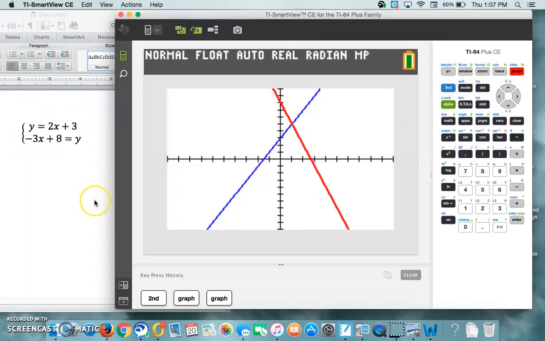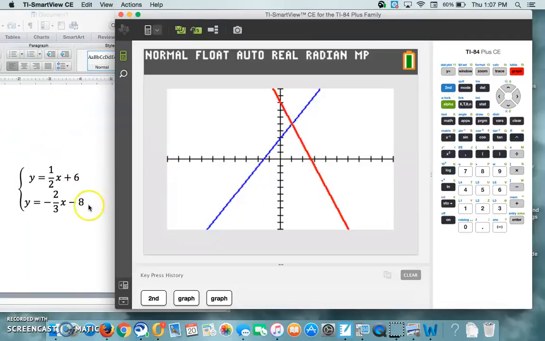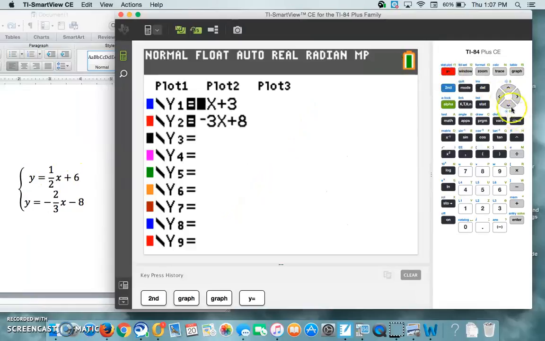Well, what happens if it's a little bit more complicated than that? So here is an example. The slopes are fractions, maybe something you don't want to deal with, something you're thinking about, all right, I'm not going to do substitution, not going to do elimination, definitely want to do this one in the calculator. So we have to put it in.